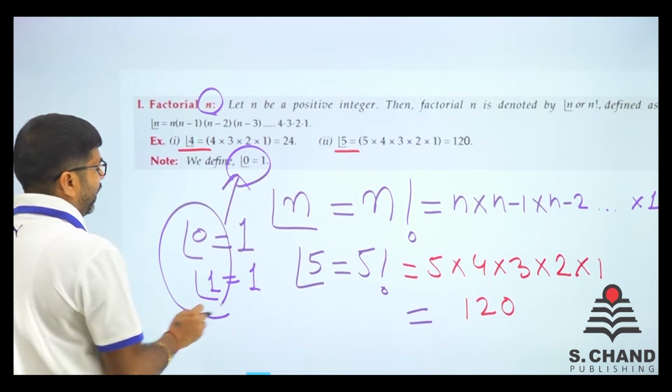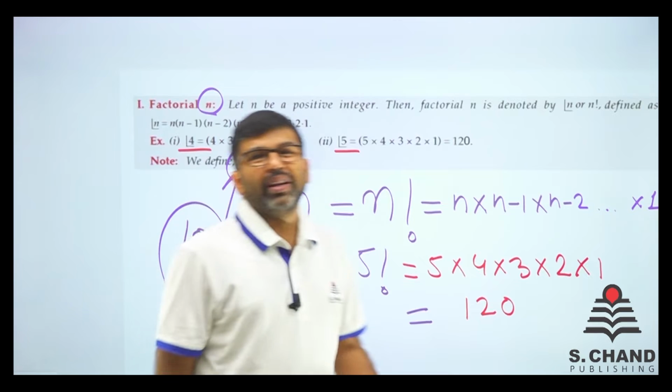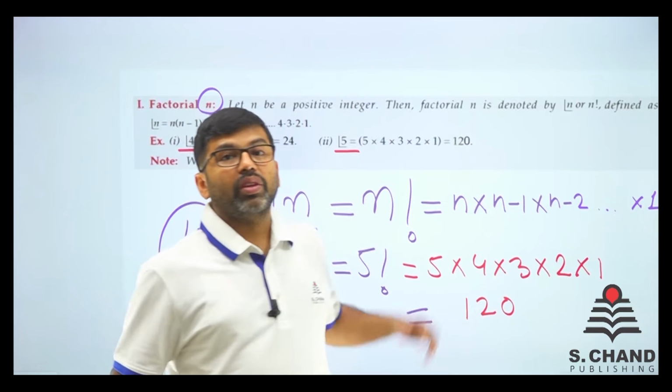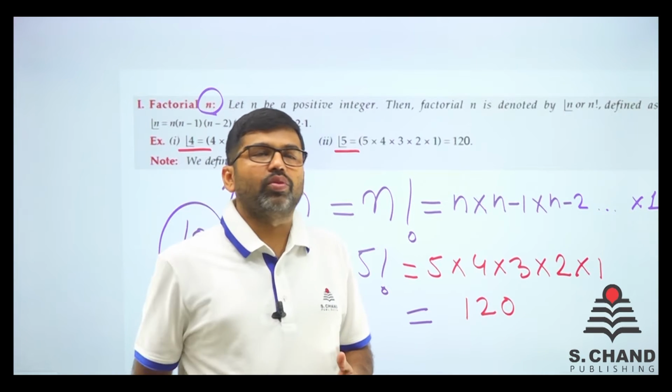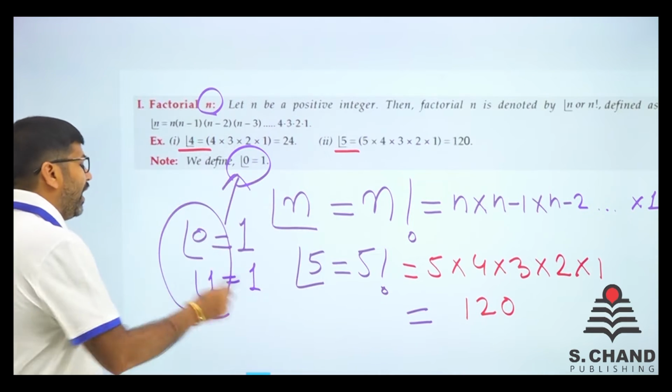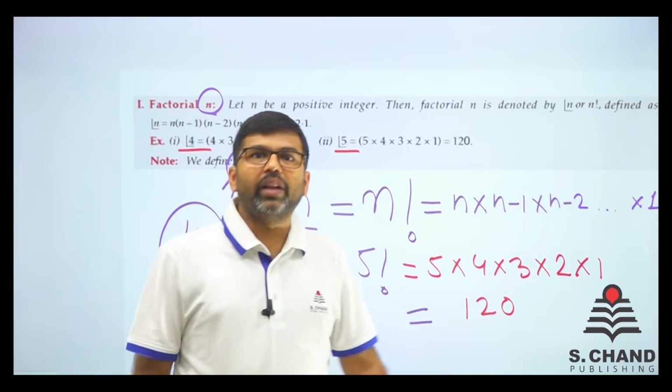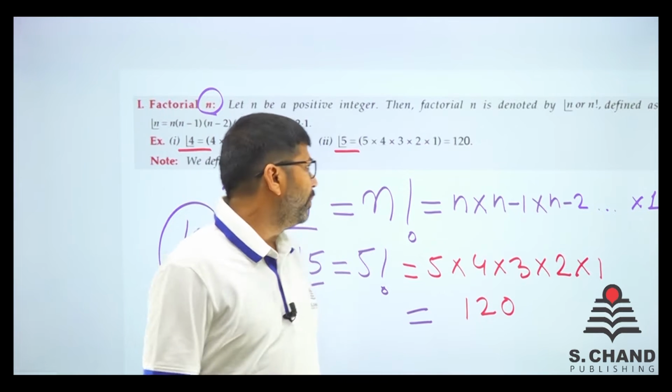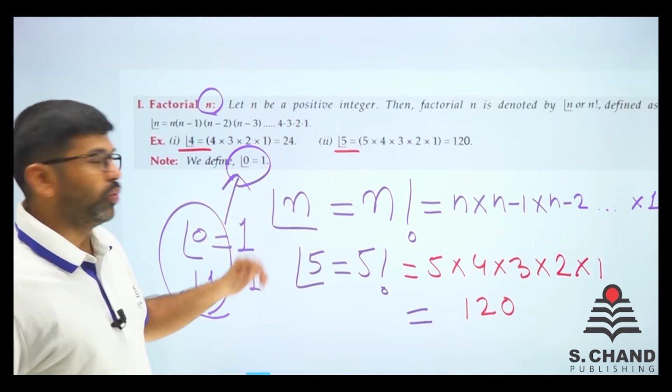So 0 factorial and 1 factorial is 1. You can't say 0 factorial is 0 because you need to do at 1. So 0 factorial is always 1 and 1 factorial is obviously 1 because 1 till 1 is only 1, right? So this is basically factorial.